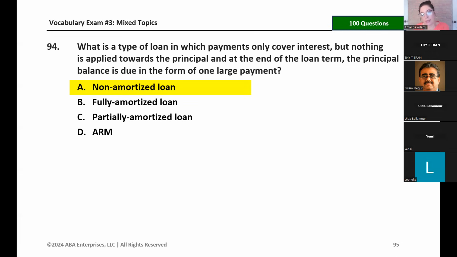You have another example? Construction loans. Yeah, a construction loan is typically a non-amortized loan or an interim loan, because there's no collateral supporting the loan. That's why the interest rate is so high. Whereas with a HELOC, a home equity line of credit, that property is serving as the collateral.